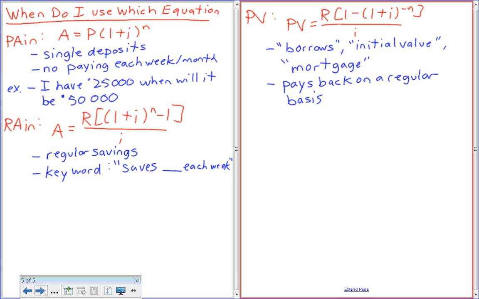Then rain is the next one. A equals R bracket (1 plus I) to the n minus 1 all over I. That's for regular savings. The key word for that is going to be I save $20 each month. Third one is PV, which is PV equals R times (1 minus (1 plus I) to the negative n) all over I. The key words are borrows, initial value, and mortgage.